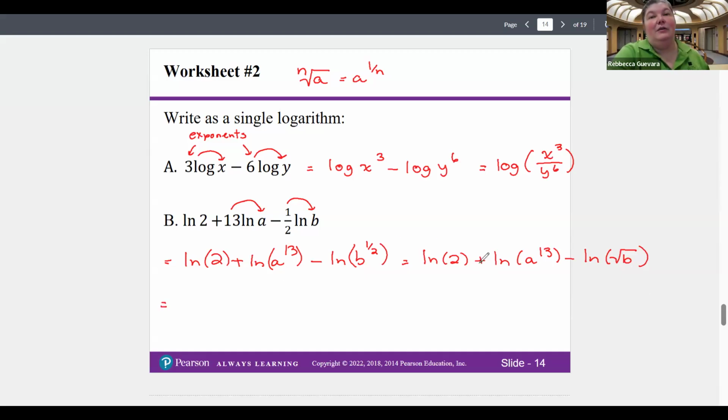Now anything that's plus is going to be your product. And anything that's a minus goes into your quotient. So it tells you if it's going to be in the top or the bottom. So natural log, so this is a plus out here, right? This is a positive, this is a positive. So the 2 and the a to the 13 go on top. This is a negative, so then that square root of b goes on the bottom.